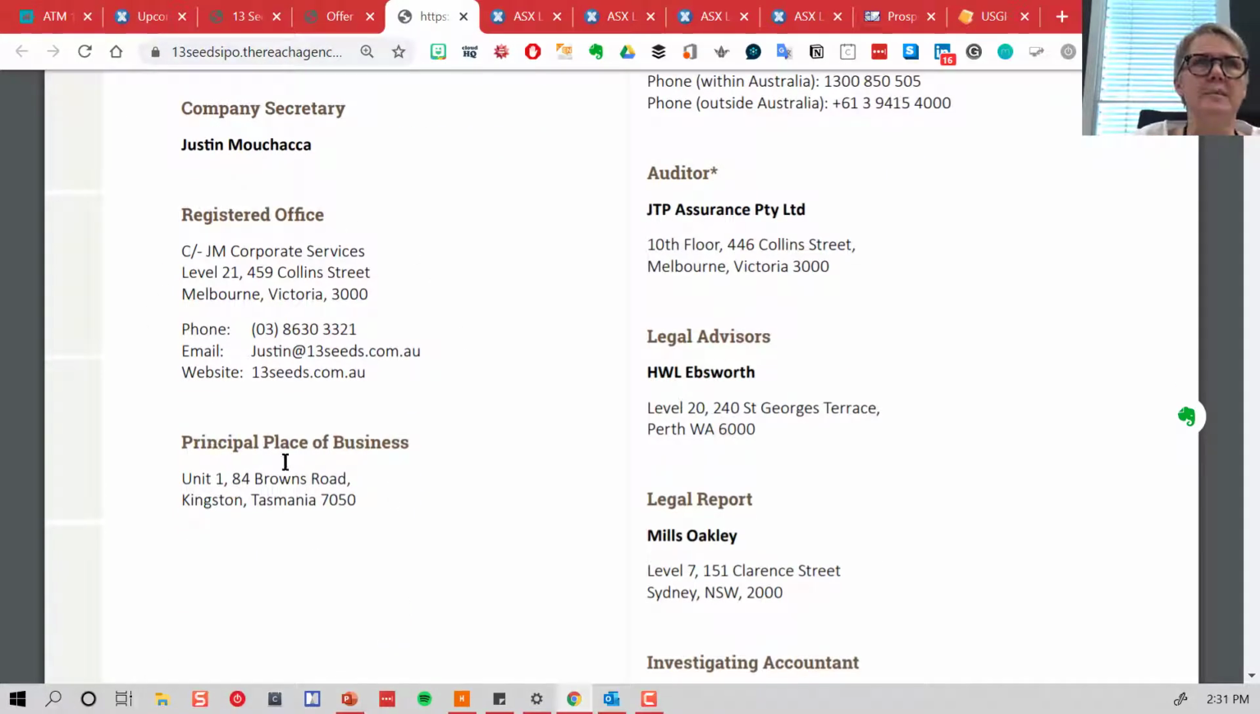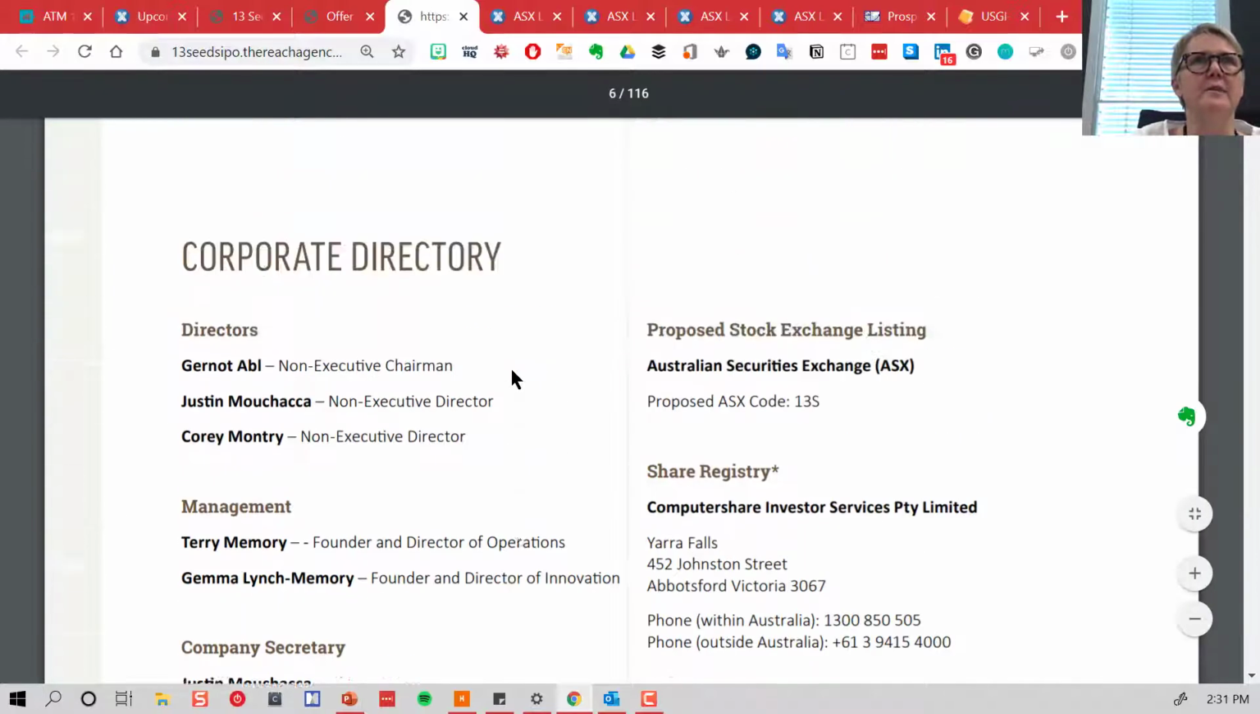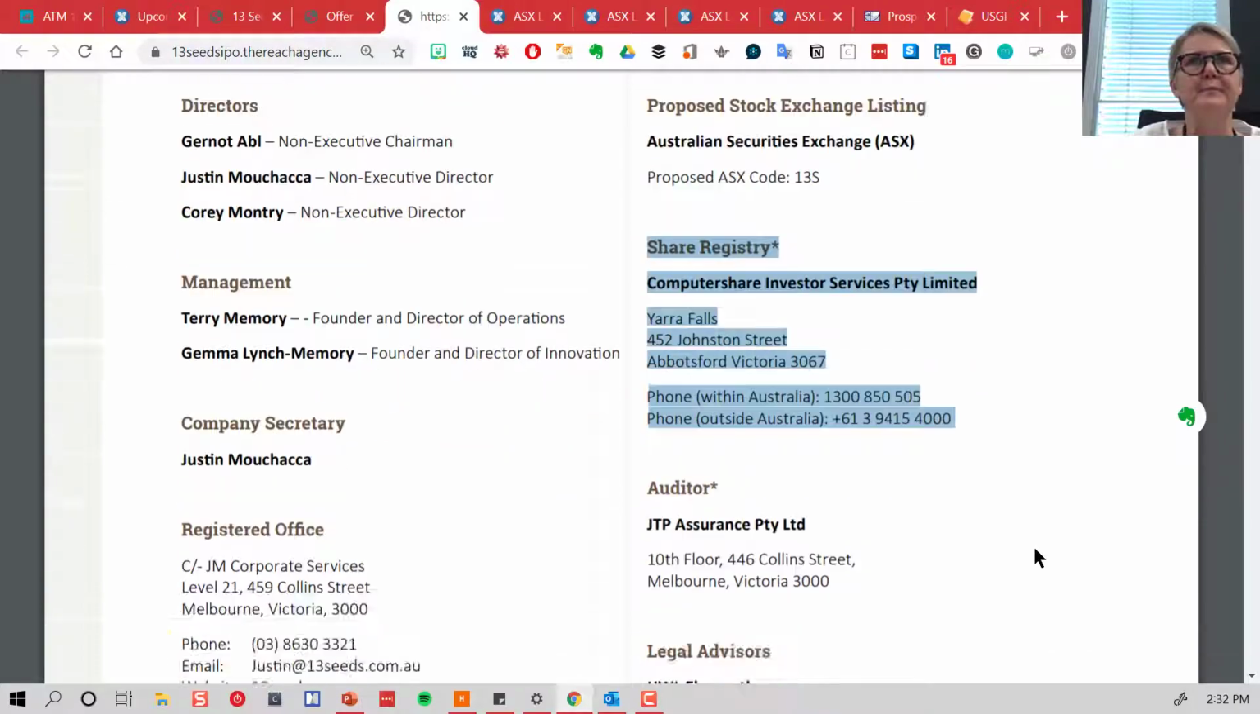So some of this is just compliance, like you need to tell the punters where your business is. You're going to need to tell them where your share registry is. Computershare, actually, we were mentioning them this morning. So this is actually a Tasmanian company, but its share registry is going to be here in Victoria.